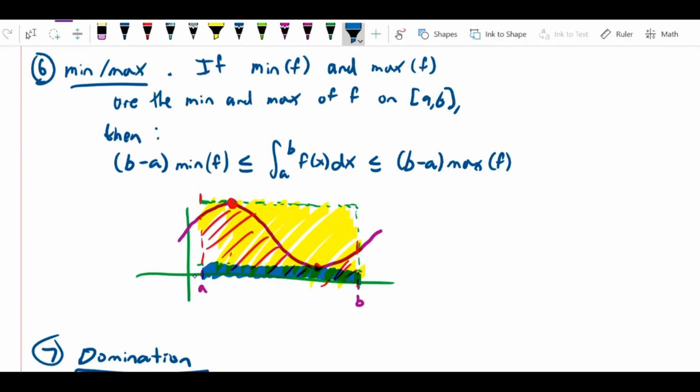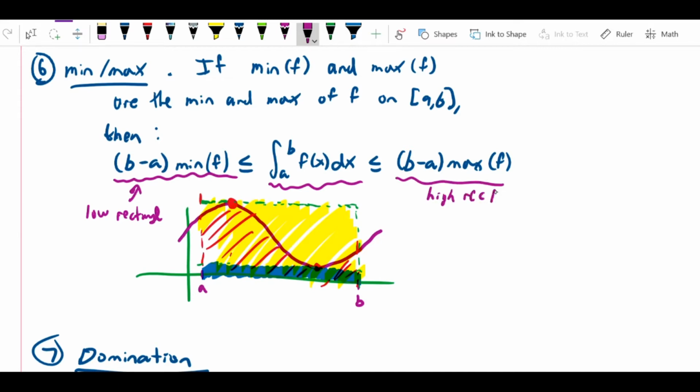So what this is saying is that the area under the curve, which is given by this integral that I underlined in purple, is going to be more than the area of the low rectangle, that's what I've drawn in blue, and less than the high rectangle. It's going to have to be somewhere in between these, and that's what this property says.